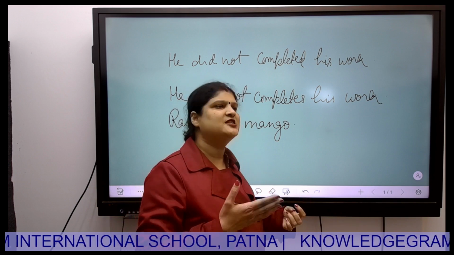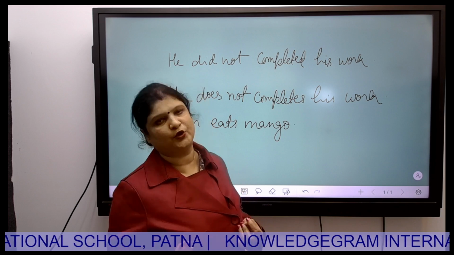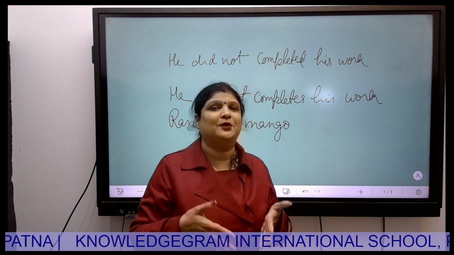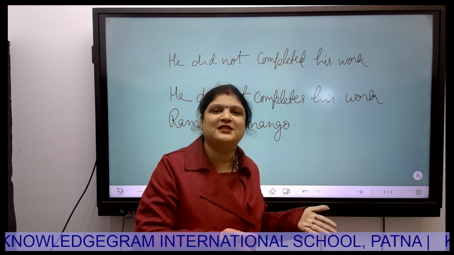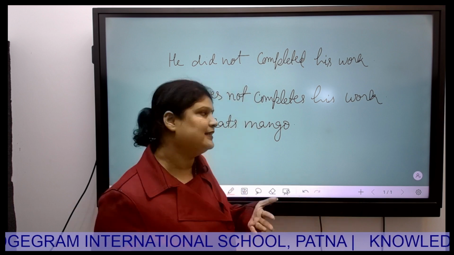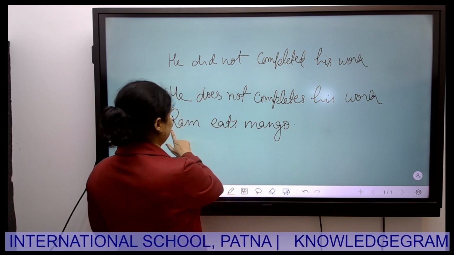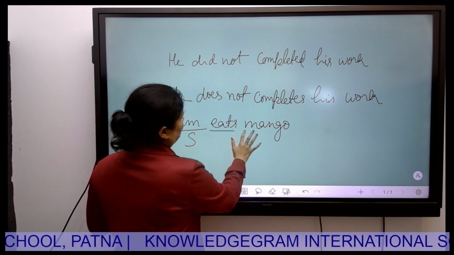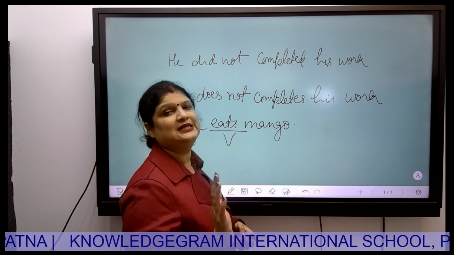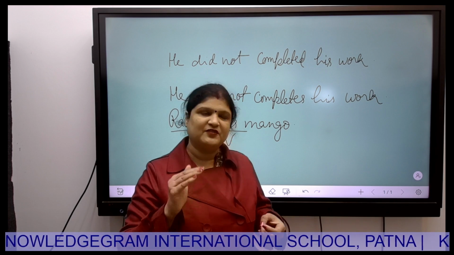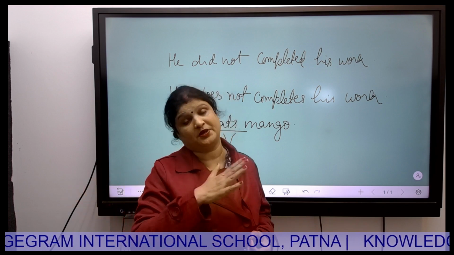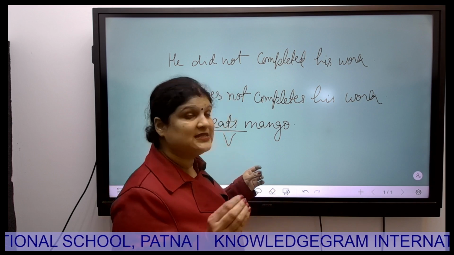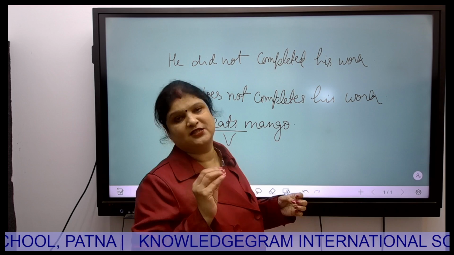Firstly, analyze the structure of these sentences presented over here. First of all, for understanding subject-verb agreement, you need to identify which one is the subject and which one is the verb. Right? So here in this particular sentence, which is the subject? Ram is the subject and eats is the verb. So what is subject? If we say the subject is a doer of the action, it is not a complete definition. The complete definition would be: subject is something which the sentence is talking about.